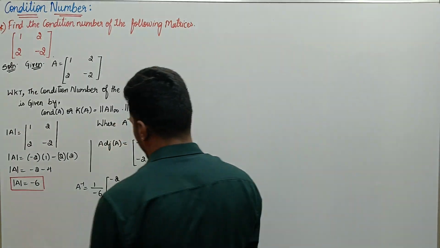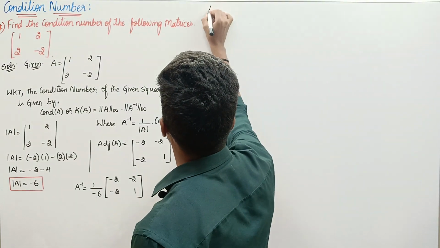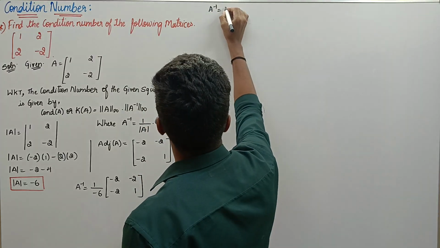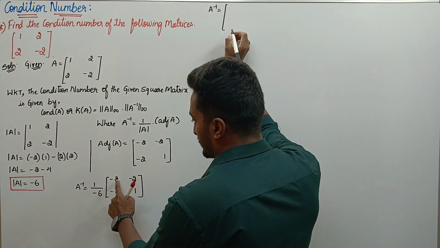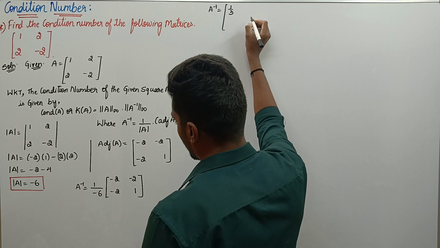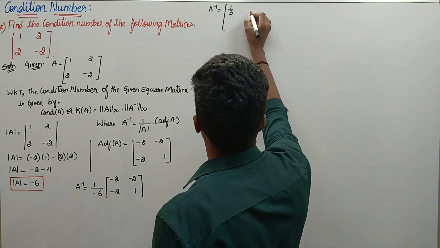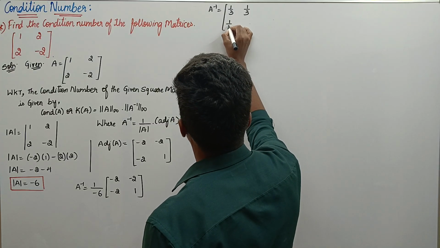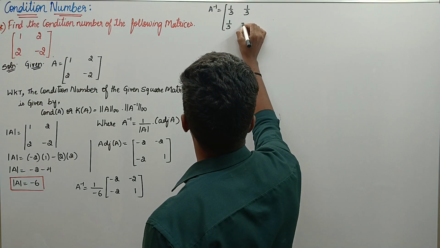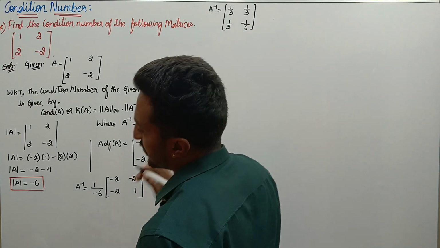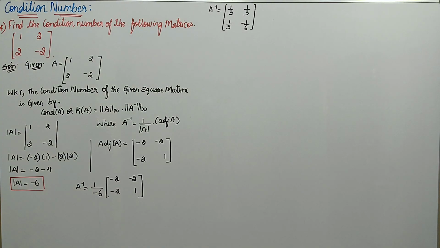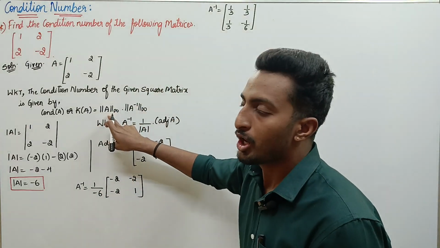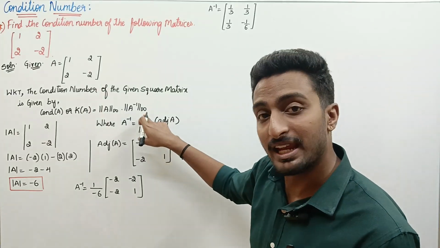Now simplify 1 by minus 6 for the matrix multiplication. That is A inverse, which is equal to, since we have changed the sign, minus into minus plus 2 by 6, you can write it as 1 by 3. Next, minus into minus plus 2 by 6, you can write it as 1 by 3. Minus into minus plus 2 by 6, you get 1 by 3, and minus 1 by 6. This is our A inverse. After representing A inverse, now you can simplify norm A infinity and norm A inverse infinity.